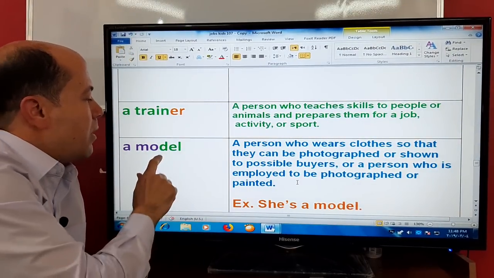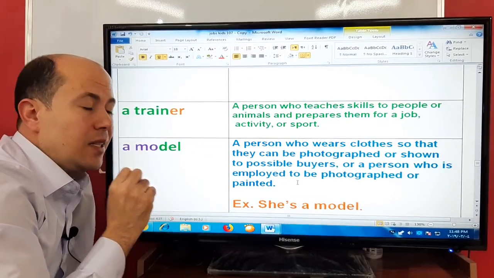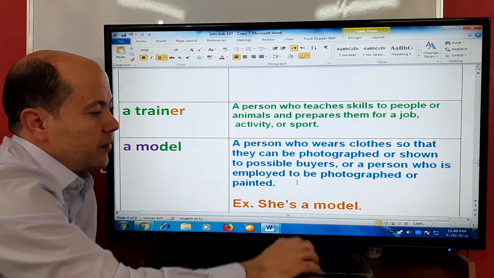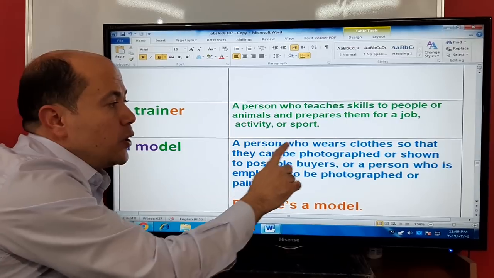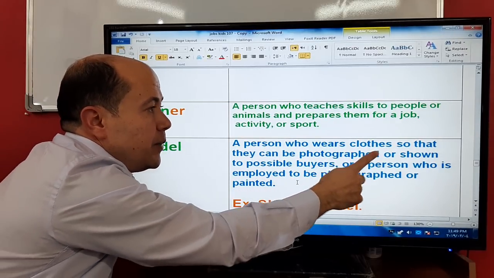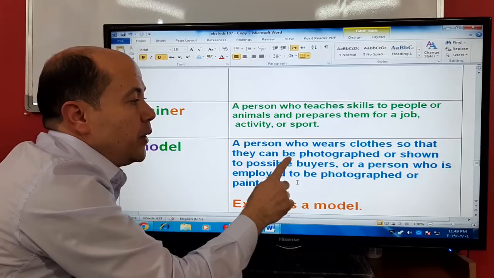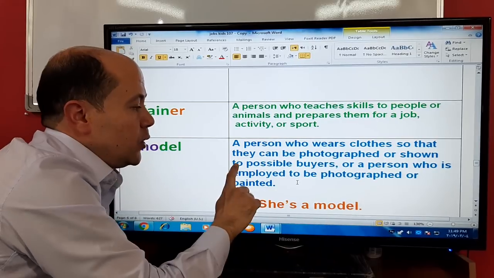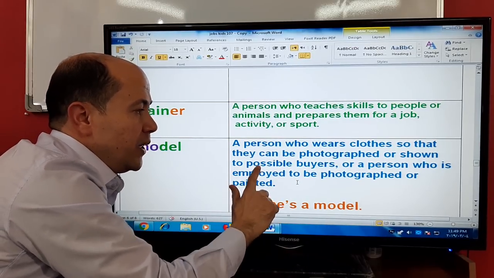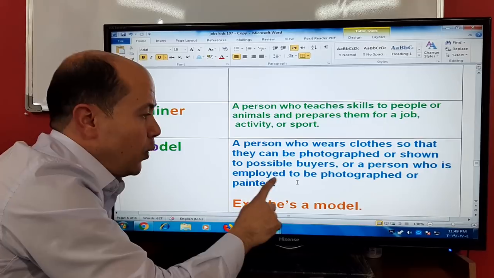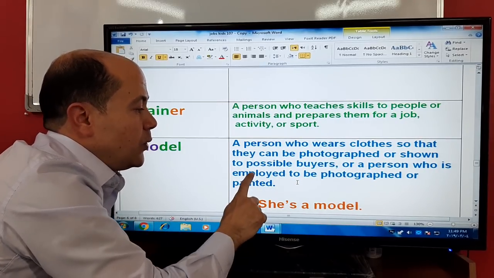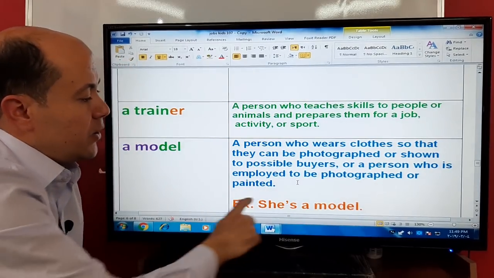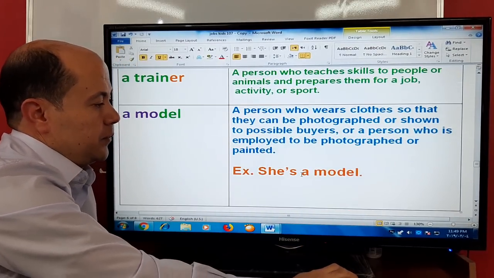A model, عارضة أزياء. Fast. A model. She's a model. هي عارضة أزياء. A person who wears clothes, الشخص اللي بيرتدي ملابس, so that they can be photographed, عشان يتم تصويرها, or shown, أو تعرض, to possible buyers, للمشترين المحتملين, or a person who is employed to be photographed, أو الشخص اللي متوظف عشان يتم تصويره, أو painted, أو رسمه. She's a model. A model.